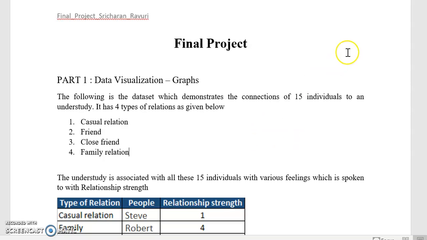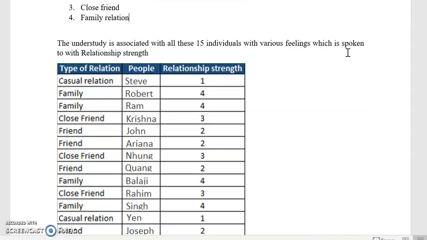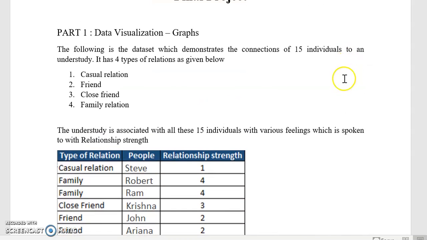So, here I have taken 15 students and I have created the relationships and I classified them as family relation, close friend, friend and casual relation. Strength depends upon the type of the relation. Here the family relation is the strongest one. Then comes the close friend, then friend, and then casual relation.